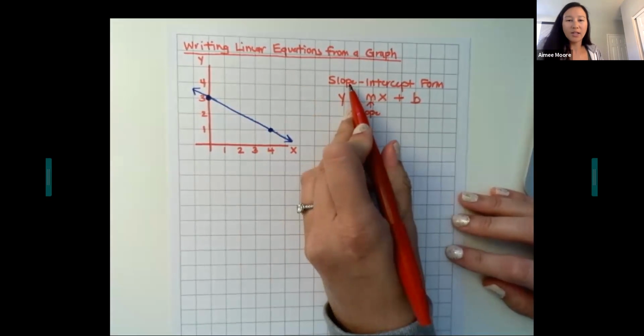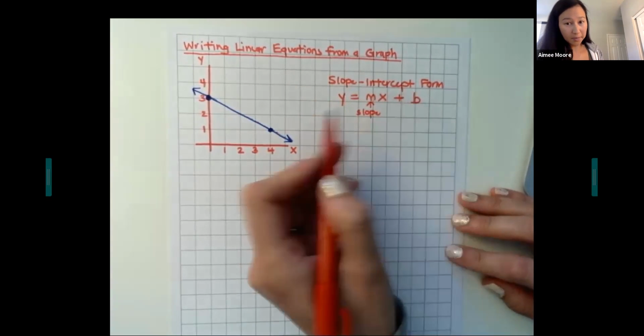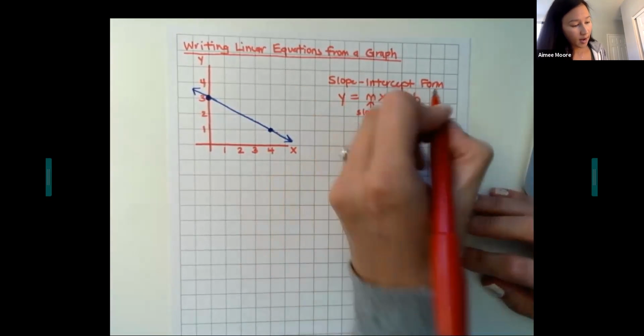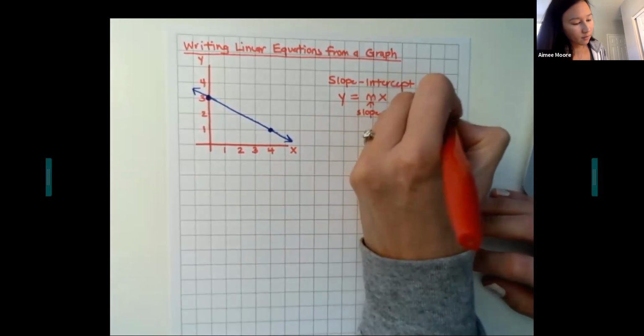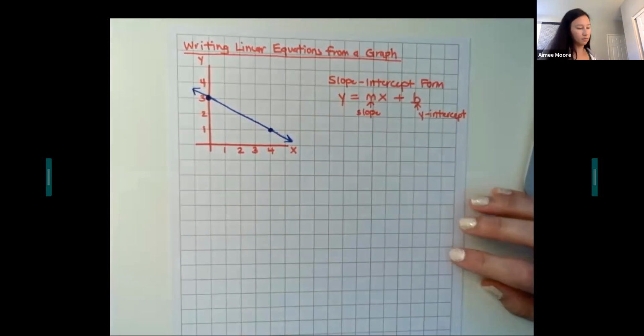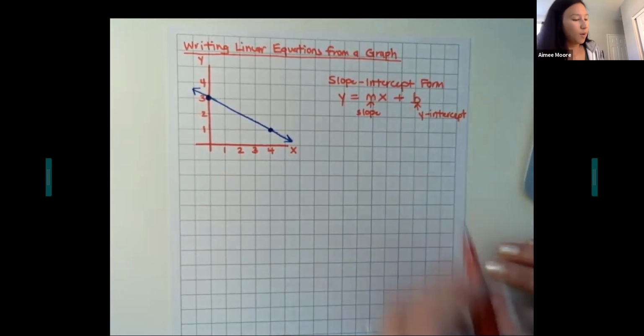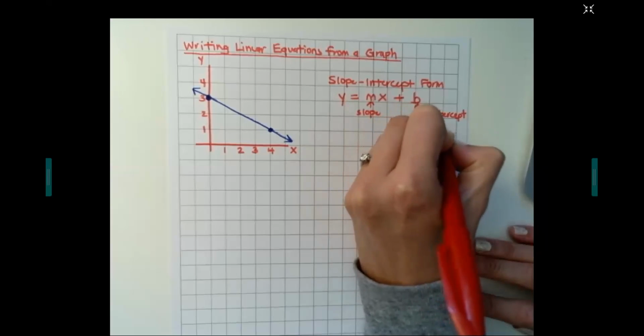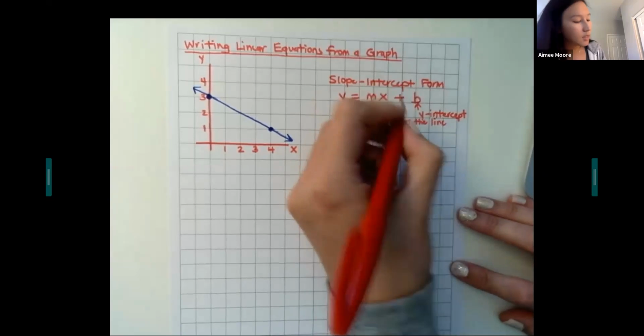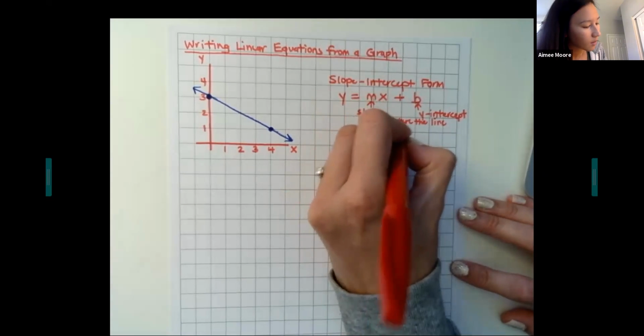The slope, and that's why we call it slope-intercept form, because we need the slope, and then we need the y-intercept. And the y-intercept, that's where the line crosses the y-axis.